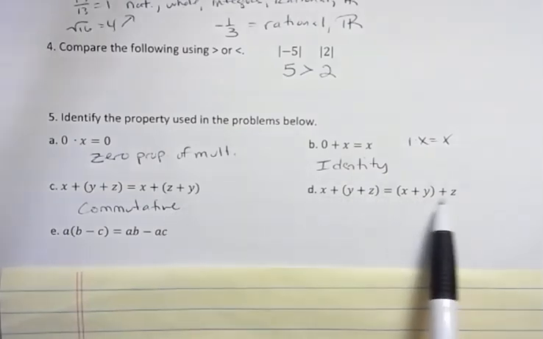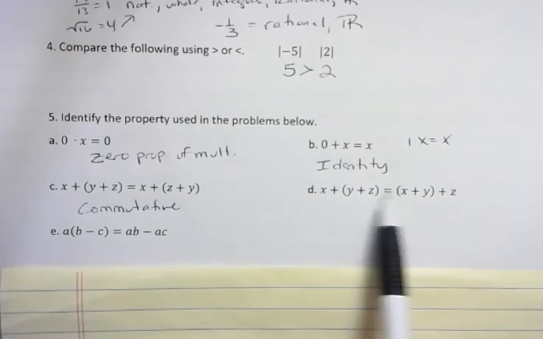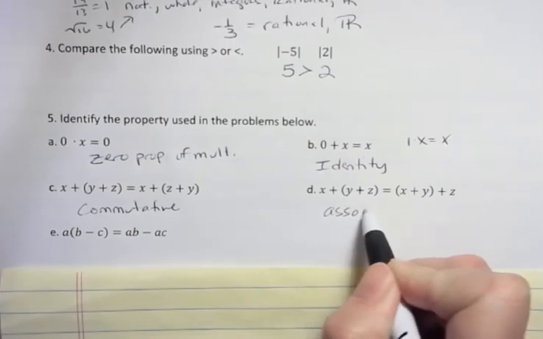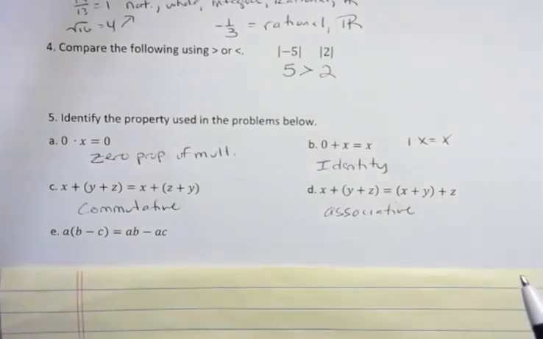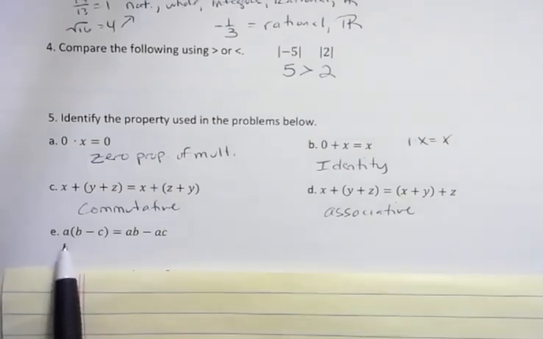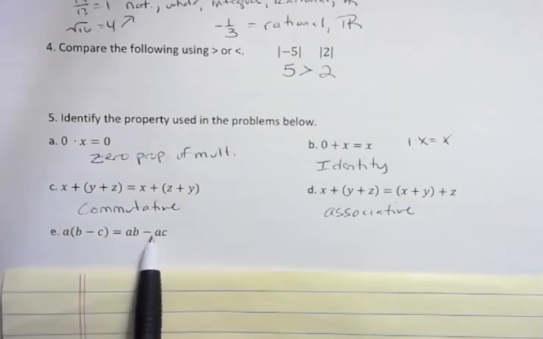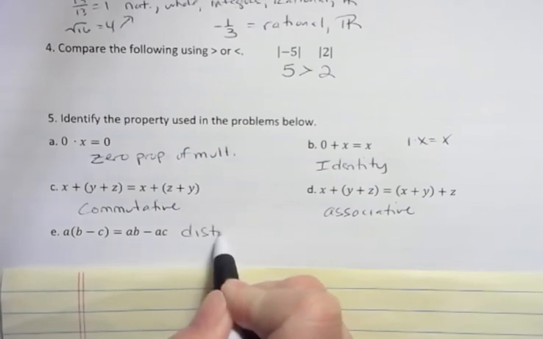Here I did not change the order, but I changed the grouping. I grouped y with z here, but y with x over here. That's the associative property. The associative property changes the grouping, but not the order. And what about this? A times b minus c is equal to ab minus ac. Well, that is the distributive property.